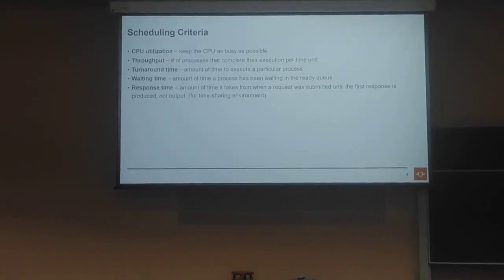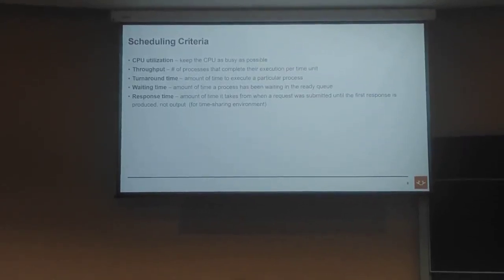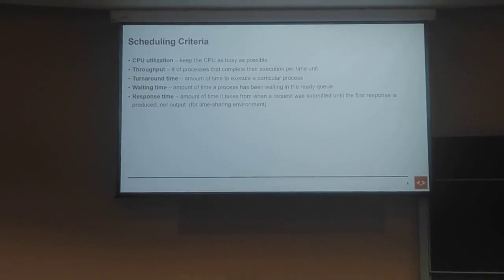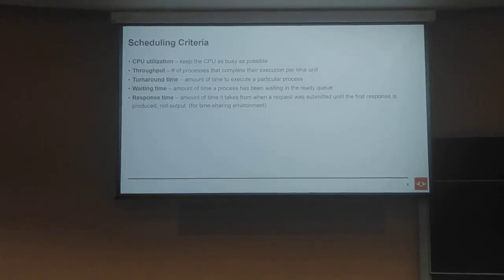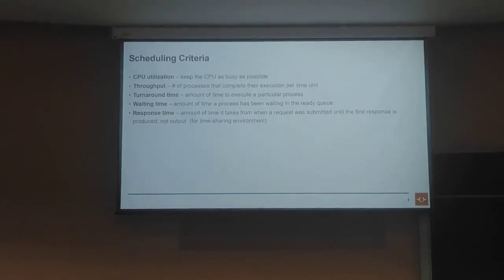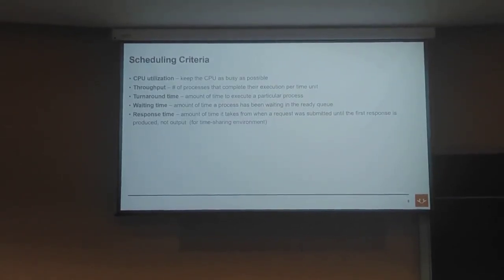Throughput: we want to make sure that the number of processes that complete execution is as high as possible in a specific time unit. We also want a certain turnaround time, that is the amount of time to execute a particular process. We want it fast, so when a process becomes available, we don't want to wait forever for that process to get some CPU time. Waiting time is how long it will wait before it can actually execute, and response time is the amount of time it takes from when the request was submitted until the first response is produced. Not so much the output, but when it actually starts executing something in the system.